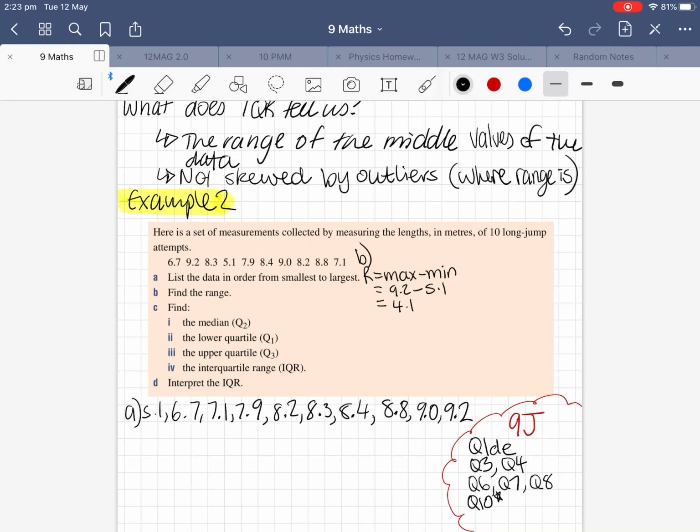To answer C, finding the median, well, let's work from the inside out. We've got these values, and we notice that our median Q2 is going to have to be the average of these two values here. So that's 8.2 plus 8.3 over 2, which is simply 8.25.